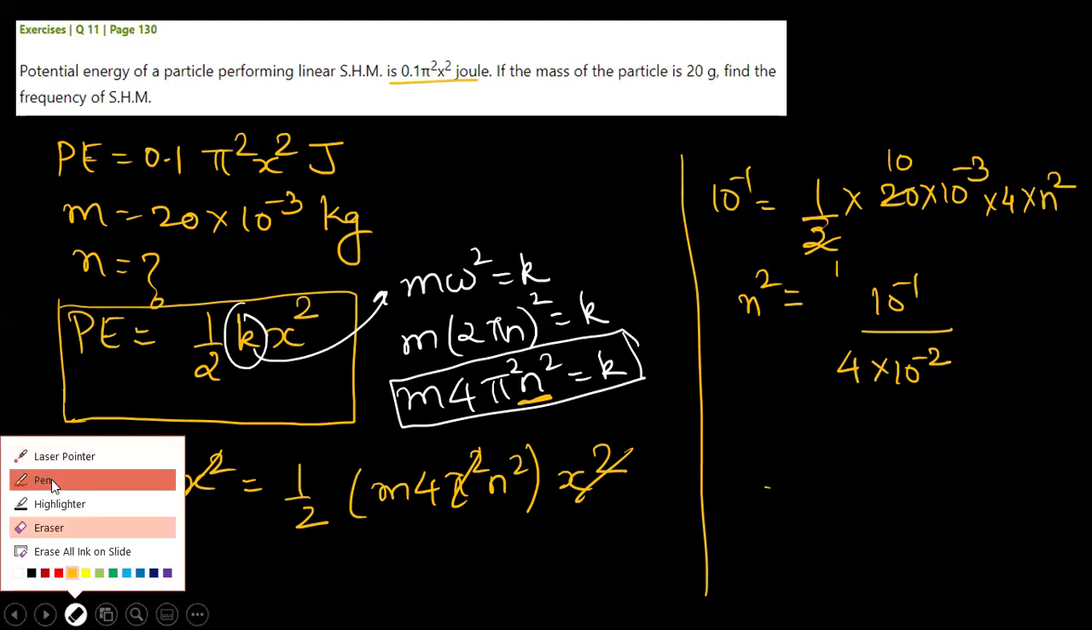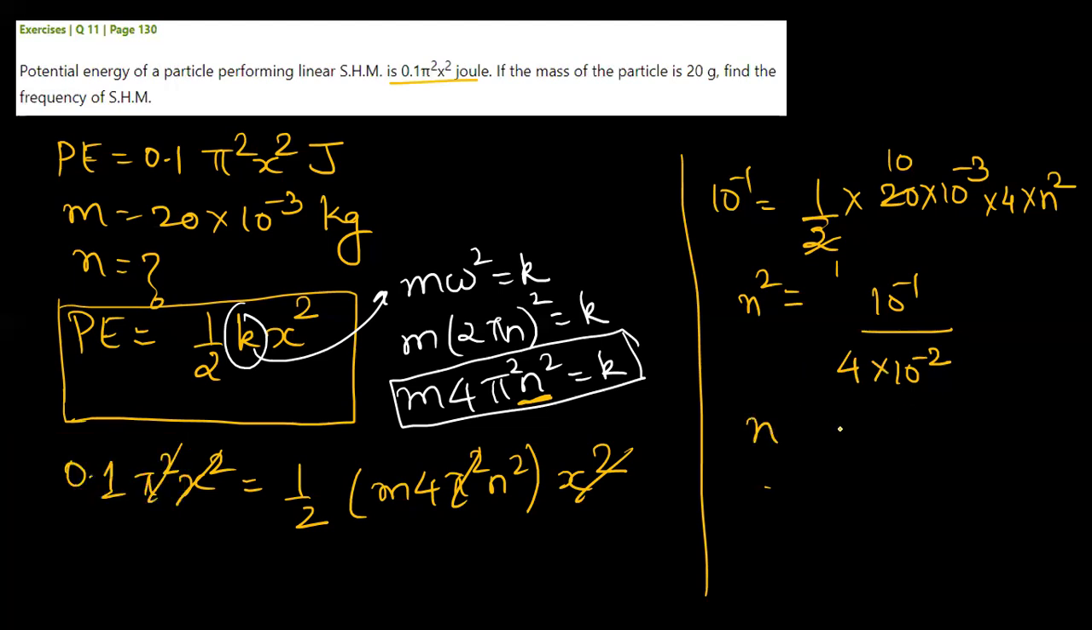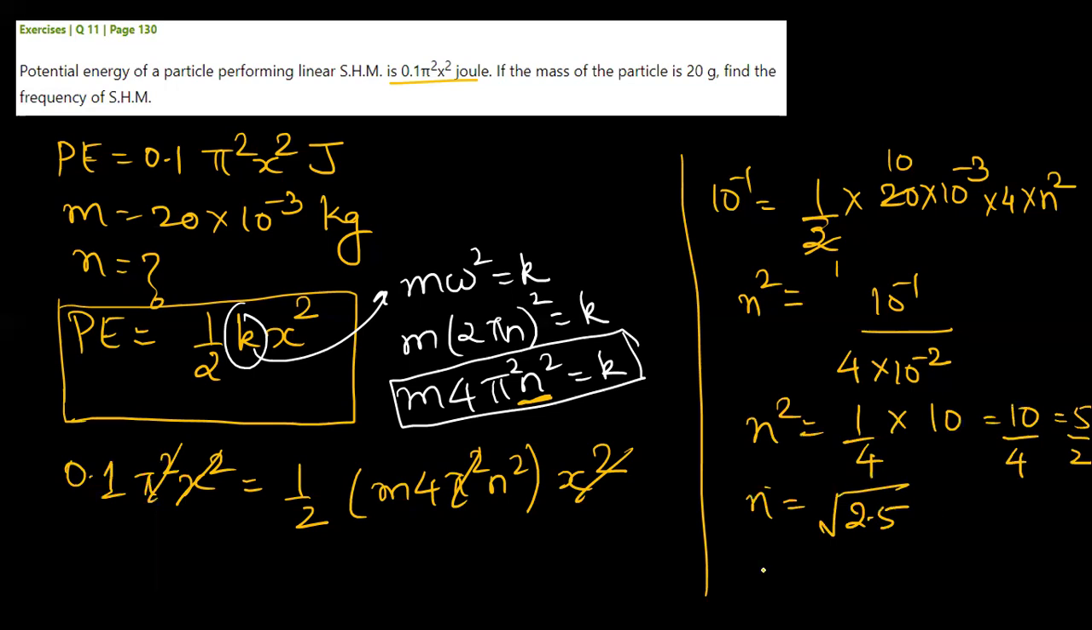So here n square will be equal to 1 by 4 into 10 raised to 2 will go up and it will become 10 raised to plus 2. 2 minus 1 is 1. So that is 10. So 10 by 4, which is 5 by 2. So n will be equal to root of 5 by 2, that is root 2.5. 5 by 2 is 2.5. So n equals root 2.5. Root 2.5 is, sorry, 1.58. 1.58 will be your answer.